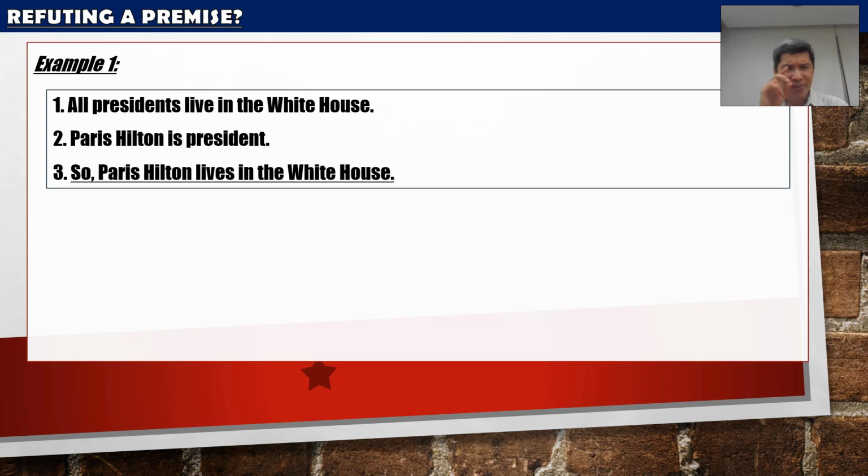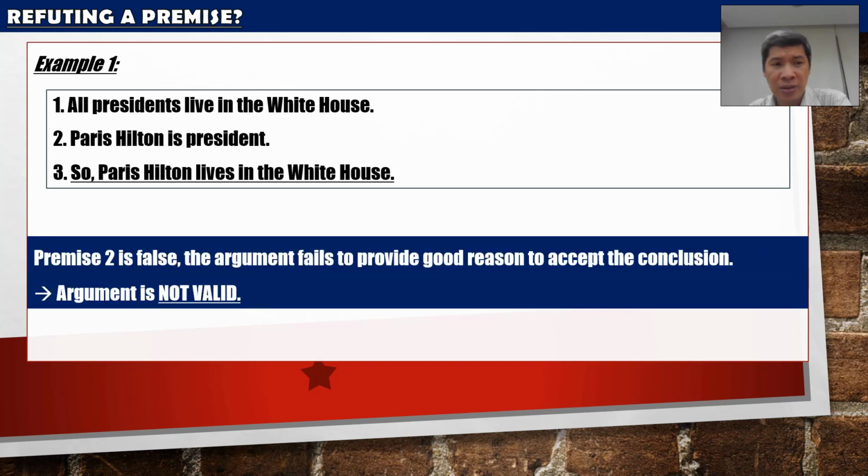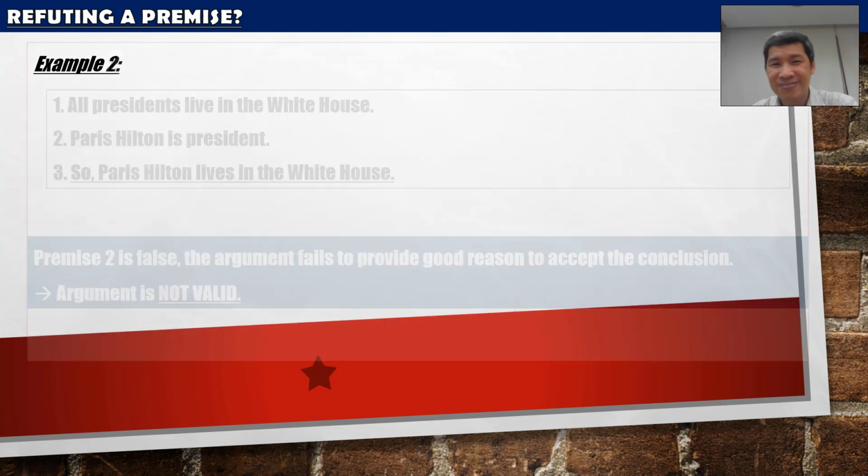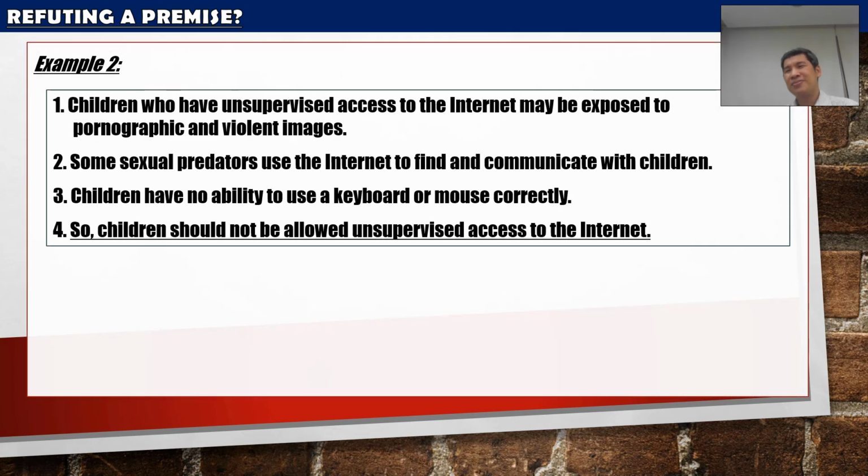So you analyze premise number 1 and number 2, and you say, oh, Paris Hilton. I haven't heard of any president named Paris Hilton. Paris Hilton is a film star, not a political figure, not a president. If you can prove that number 2 is wrong, it means the argument fails to provide sufficient evidence. The argument is not valid when you can prove that number 2 is wrong.